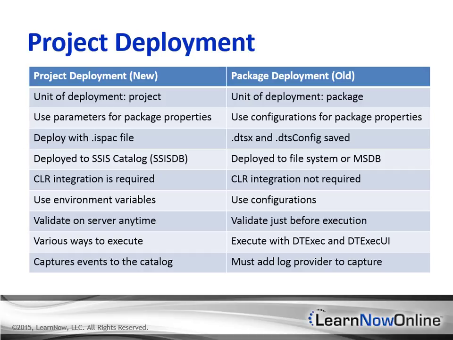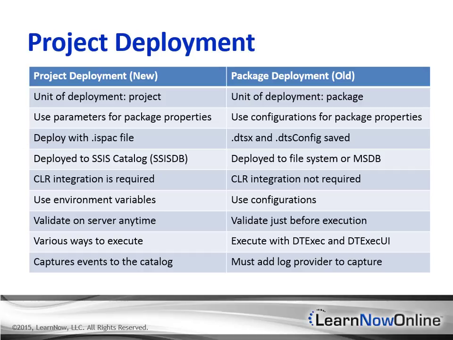With the project deployment model, you deploy using an .ispac file. And this is a project that contains packages and parameters that is built to what is called a project deployment file. But under the package deployment model, packages with the .dtsx extension and configurations with the .dtsconfig extension are saved individually to the file system or to the MSDB database.